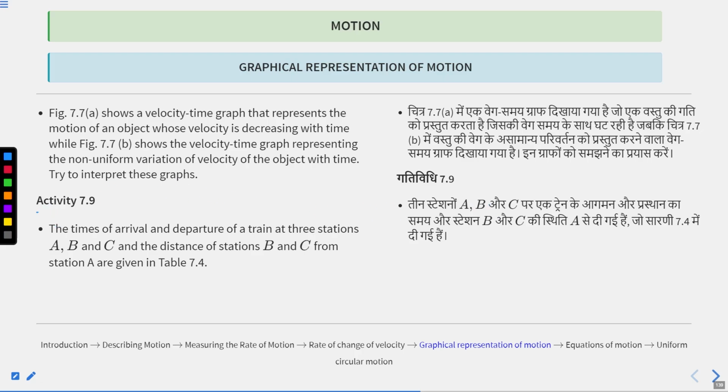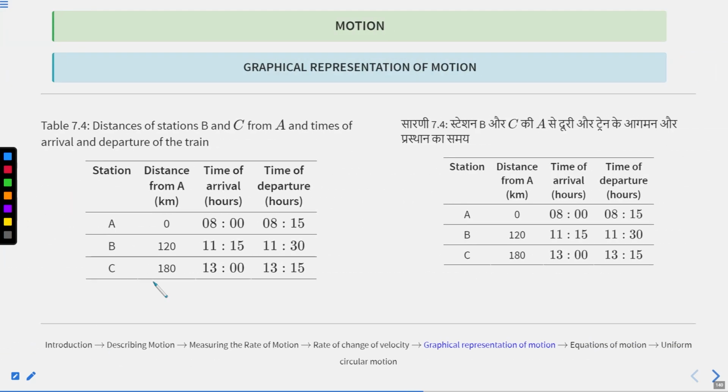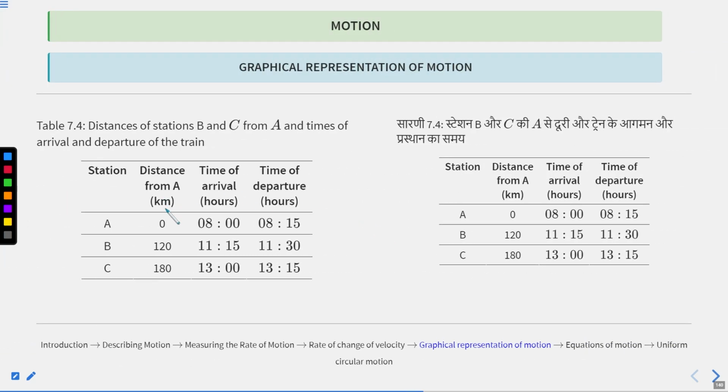Now let's do one activity. And what does the activity say? The time of arrival and departure of the train at the three stations A, B, C, and the distance of stations B and C from station A are given in the table.